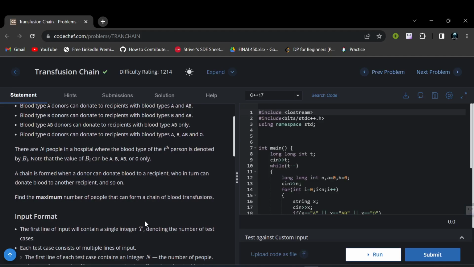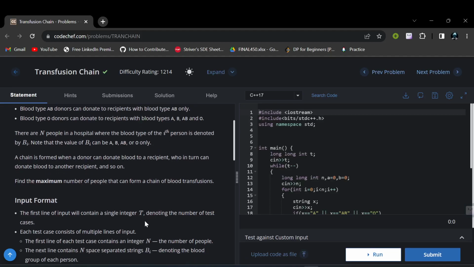A chain is formed when a donor can donate blood to a recipient, who in turn can donate blood to another recipient, and so on. Find the maximum number of people that can form a chain of blood transfusions.